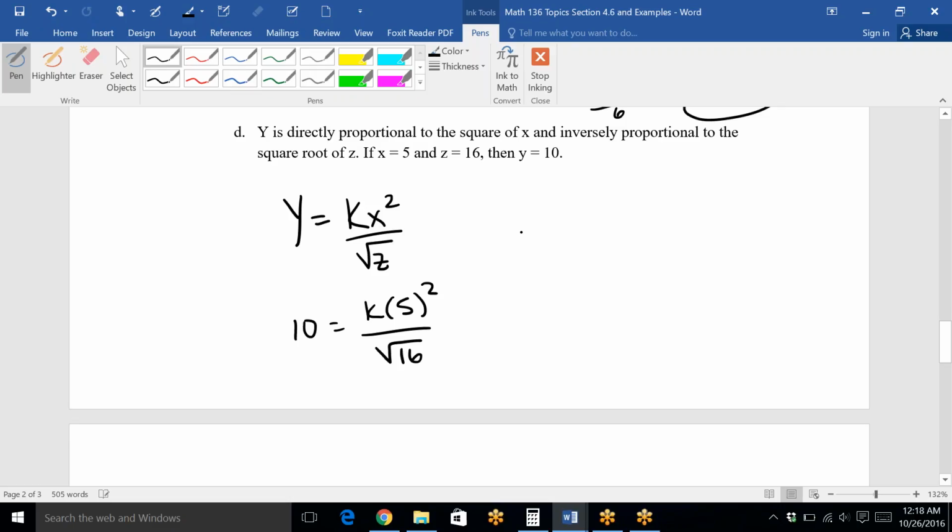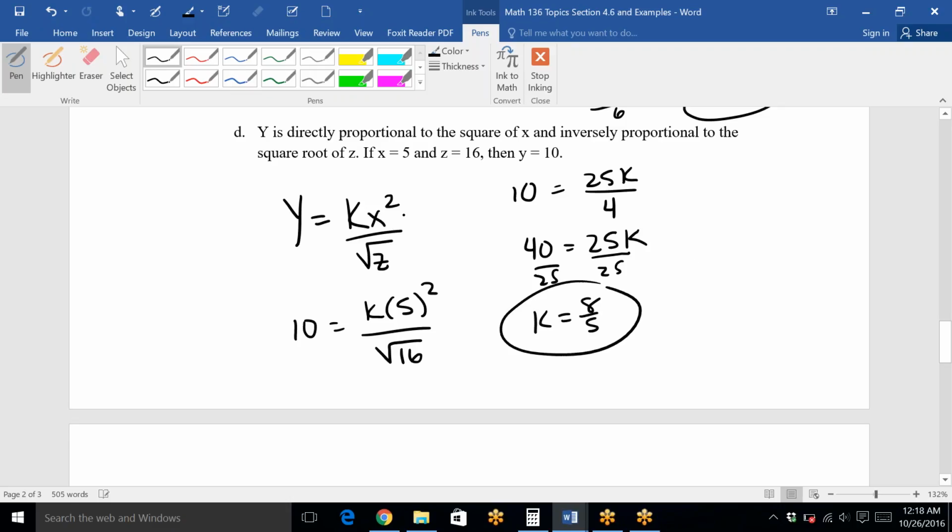Work out this side over here, so this would be 10 equals 25k over 4. Multiply both sides by 4. Divide by 25. And reduce this down by 5, so that would be 8/5. Write it in our formula. Again, if k is a fraction and you have a fraction already, split it on top and bottom. So y equals 8x squared over 5 times the square root of z.